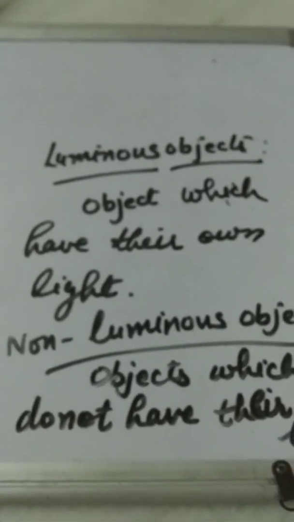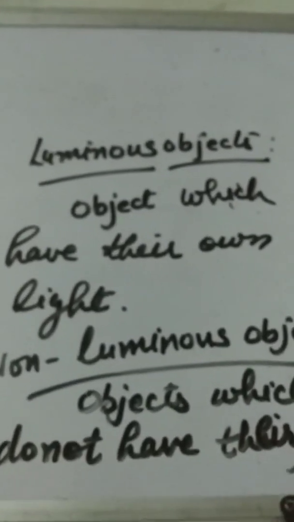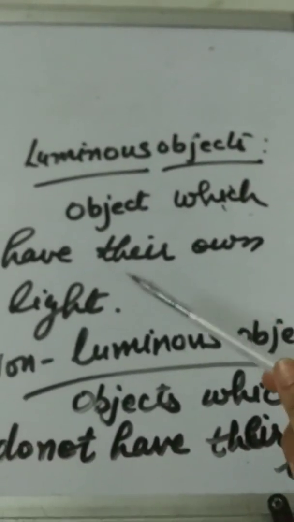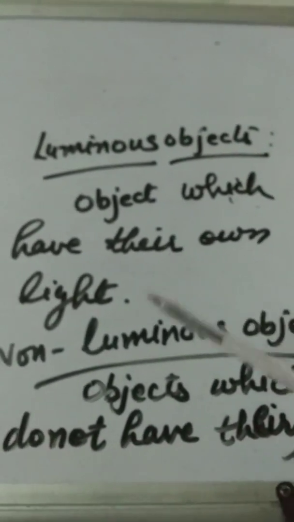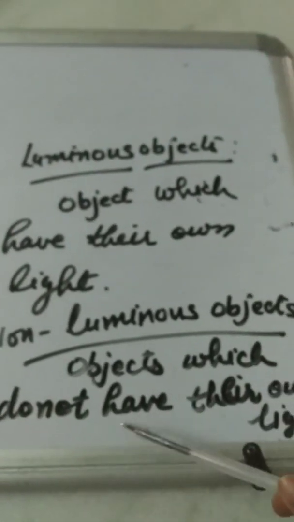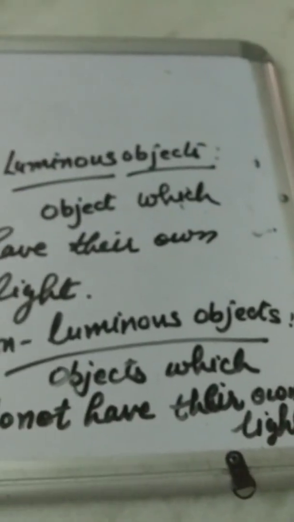First I will explain two terms. Luminous objects: objects which have their own light. Non-luminous objects: objects which do not have their own light.